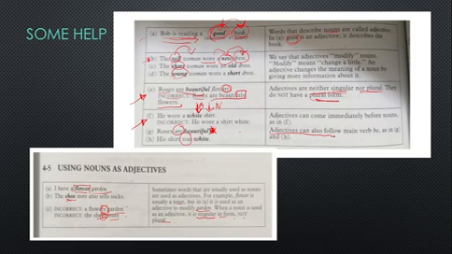Adjectives can also follow the main verb to be, as in G and H. Es esto. El adjetivo va justo detrás del verbo to be. Sí lo puedes describir así también.